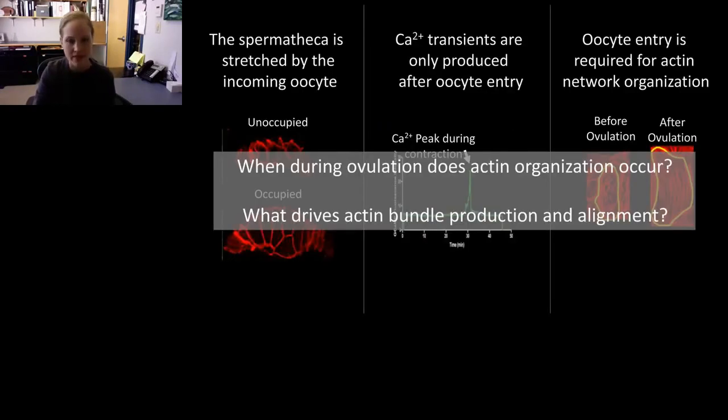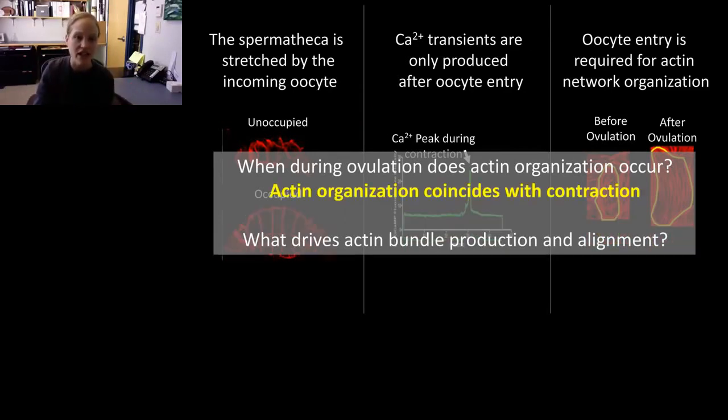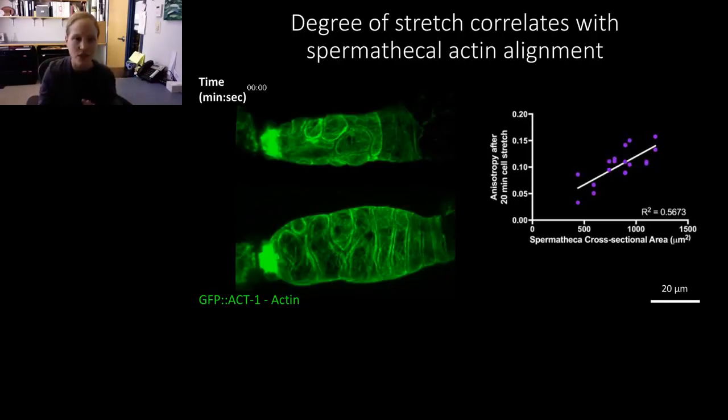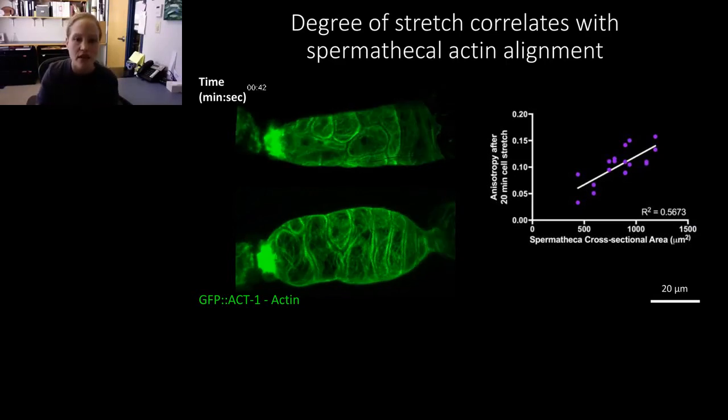Okay, so now I think we have the answer to our first question, which is when during ovulation does this organization occur? And it really appears to coincide with contraction. Our next question is, what drives the production of these bundles and what controls their alignment? Our first hint at what might be happening here, in addition to the timing, is that we observed a difference in actin organization between minimally stretched and maximally stretched Spermatheca.